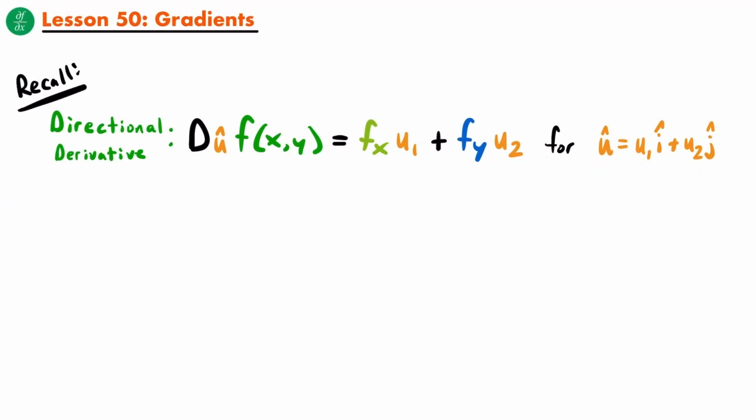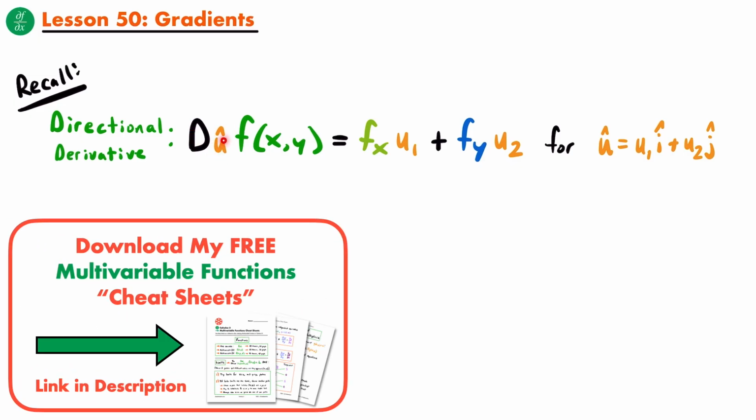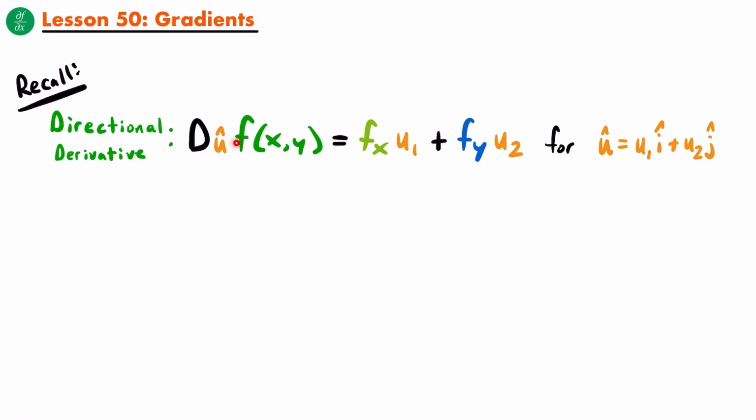Alright, so previously we learned how to find the derivative or slope in any direction at a point on a surface using a directional derivative defined with the following formula. The derivative in the direction of a unit vector u with components of u1 and u2 for a surface defined by the multivariable function f of xy is equal to the partial derivative of that function with respect to x times the x component of the unit vector plus the partial derivative of the function with respect to y multiplied by the y component of the unit vector.